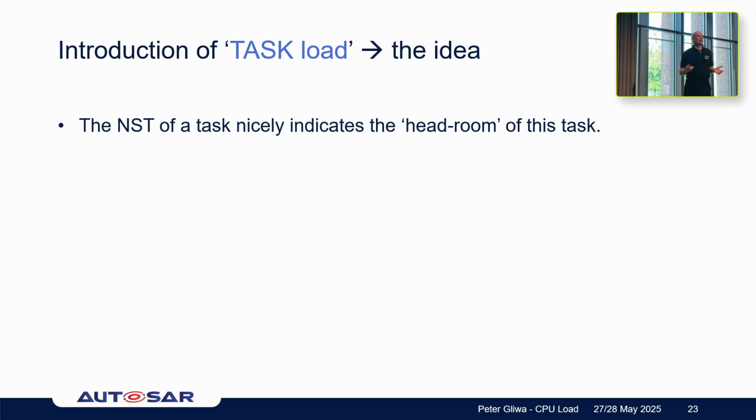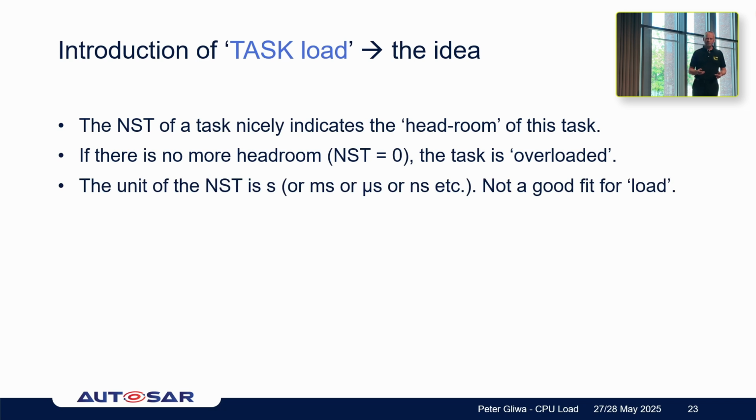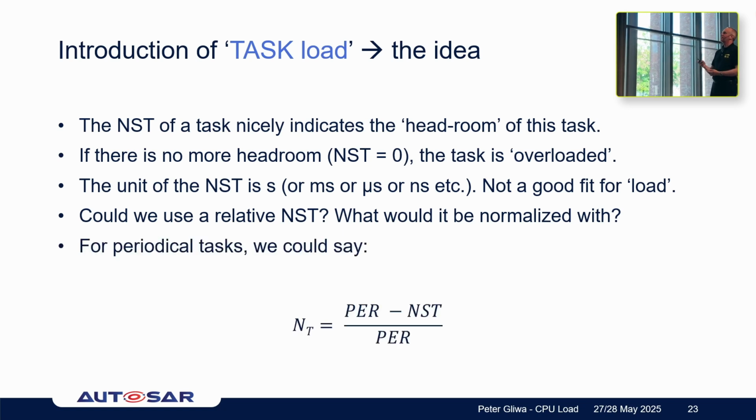The unit of the net slack time obviously is seconds, or milliseconds, microseconds, nanoseconds, whatever. And that's not quite a good fit for load, right? Seconds doesn't fit. So how about normalizing it, obviously with another time, to get a unitless result? Any idea what we could use to normalize? The task period, exactly. That's a very good idea. And then we get our task load.